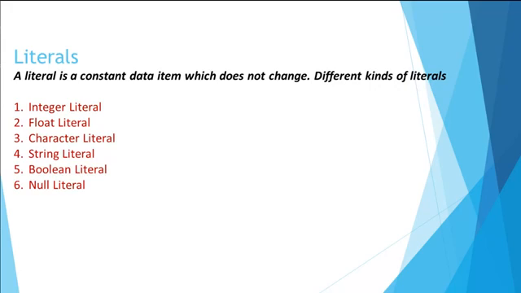Literals. There are 6 types of literals. Literals are certain constant values which are given to a variable, or certain constant values which we use in a program. Some of the constant values are integer, float, character, string, boolean and null. These are all the literals that Java provides. Let us discuss integer literal first.